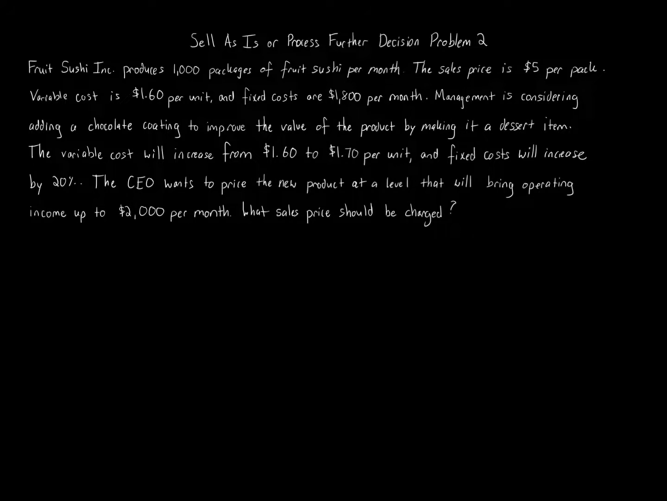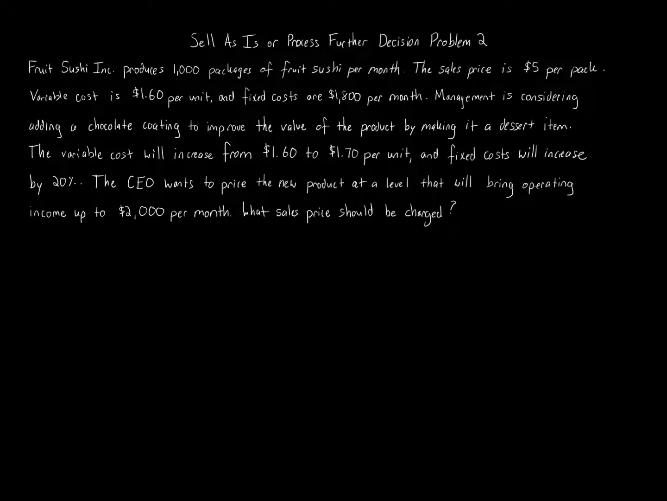Sell as is or process further decision problem 2. Fruit Sushi Inc. produces 1,000 packages of fruit sushi per month. The sales price is $5 per pack. Variable cost is $1.60 per unit and fixed costs are $1,800 per month. Management is considering adding a chocolate coating to improve the value of the product by making it a dessert item. The variable cost will increase from $1.60 to $1.70 per unit, and fixed costs will increase by 20%.